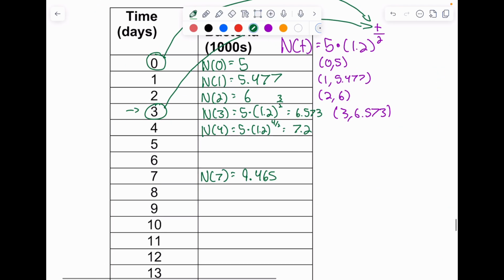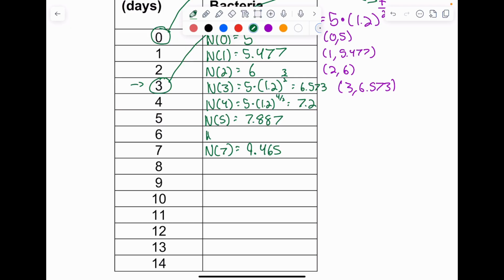I'm sure you know how to do this at this point. You are just substituting into a function. So let me get the values for you. 1.2 to the power, oh, I messed up here. 1.2 to the power of 5 divided by 2. Times that by 5. Here I get 7.88. Oh, I should have rounded that other one up a decimal place, but that's okay. N of 6. So that's 1.2 to the power of 6 divided by 2, times that by 5, 8.64.